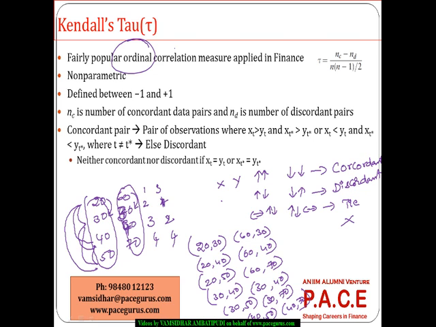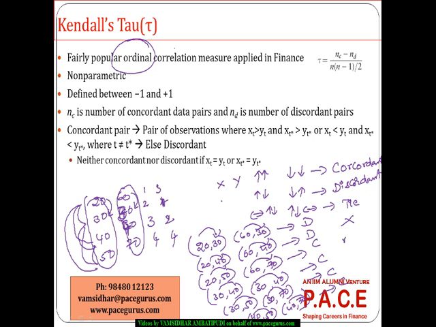Now I'll see, okay, in X there is an increase, but in Y there is a decrease. So this is what I call a discordant pair. X there is an increase, Y there is a decrease. So this is also a discordant pair. X is an increase, Y is also an increase. So this is a concordant pair. X increase, Y increase, still a concordant pair. X increase, Y increase, a concordant pair. X increase, Y increase, a concordant pair.